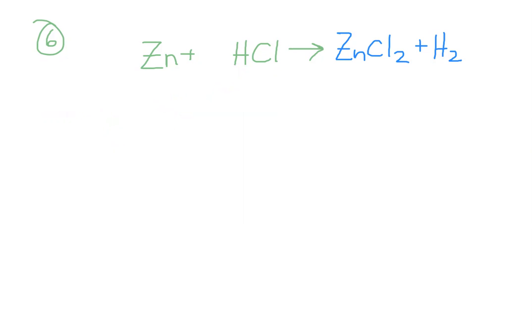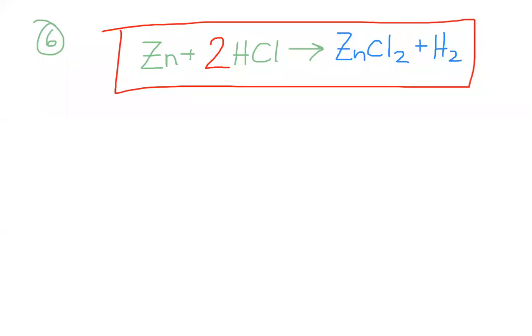Now we have to check to see if it's balanced. Is it balanced? No, it is not. We have 2 chlorine on this side, so we're going to have to put a 2 here. That gives us 2 hydrogen. We already have 2 hydrogen on this side. Now it's all balanced. This is the balanced equation for number 6. I want you to do A and B on number 6. So now you're doing 3B, 4A, you're finishing 5, and you're doing 6A and B.